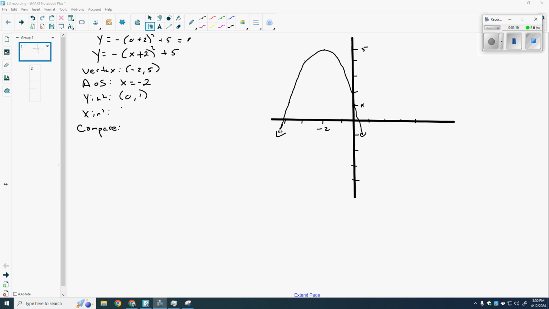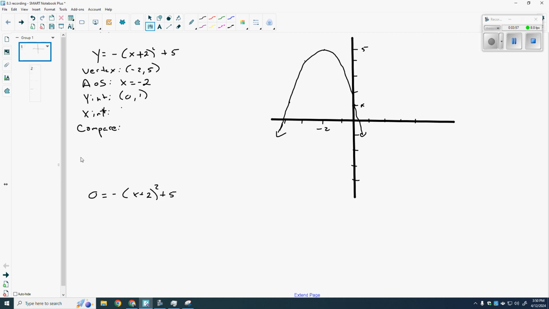Okay, x-intercepts. Well, that was not so easy. It looks like my x-intercept is a negative, 1, 2, 3, 4 point something, and another somewhere between 0 and 1. I can't get this from my graph. So I'm going to put 0 in for y. That's how I find the x-intercept. I'm going to put in 0 for y now. So 0 equals negative (x plus 2) squared, plus 5.